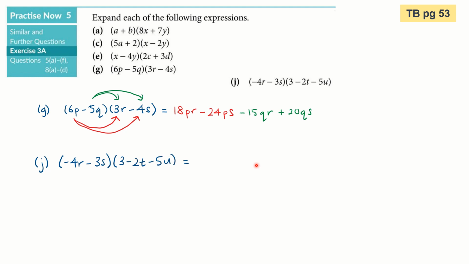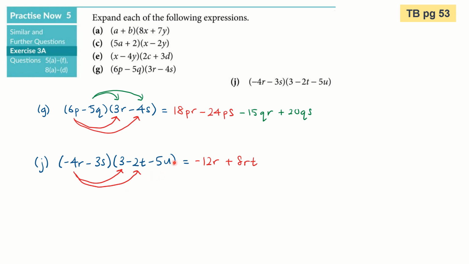Next, we take a look at part J. We have negative 4r minus 3s multiplying with 3 minus 2t minus 5u. So, in this case, when doing our distributive law, we'll do it individually, starting with negative 4r first, multiplying with 3, and that will give us a negative 12r. Then, negative 4r multiplying with negative 2t, that will give us a positive 8rt, sorry.